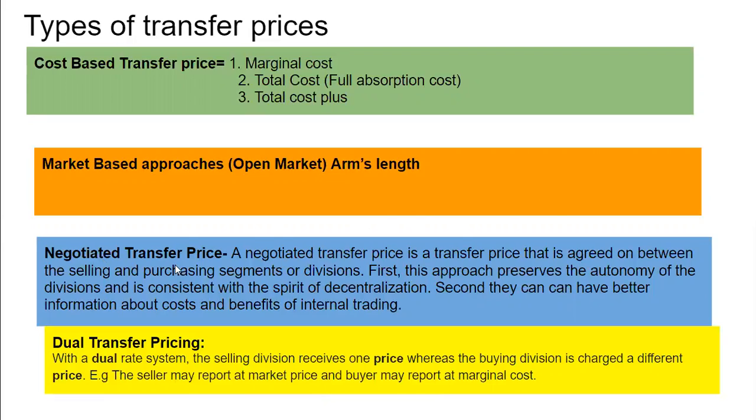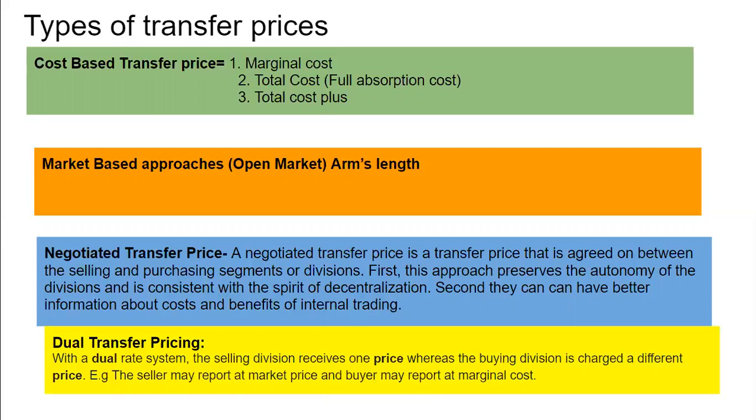And then there is something known as negotiated transfer price. Negotiated transfer price is agreed between the selling and the purchasing division. And it preserves the autonomy, okay? It is consistent with the spirit of decentralization, that they have autonomy to take their own decisions. Secondly, they can have better information about the cost and benefit of internal trading. That I just told you, if they start trading externally, the group is going to be affected.